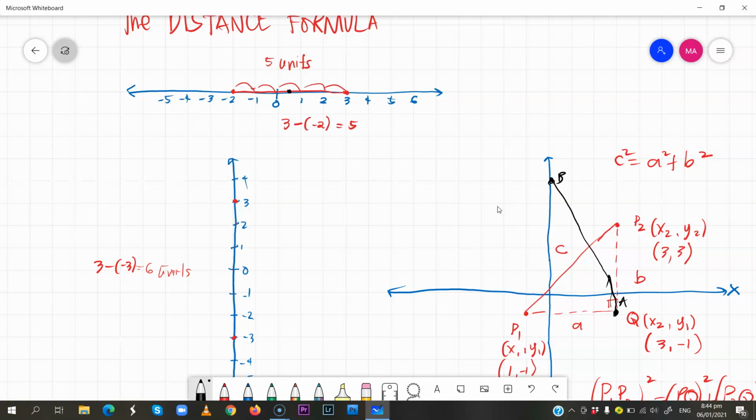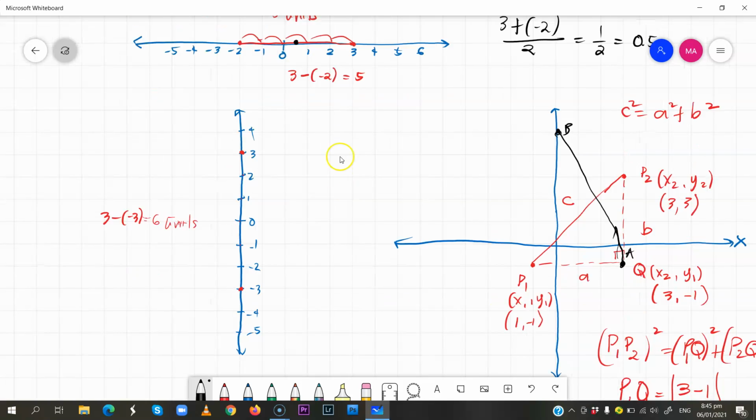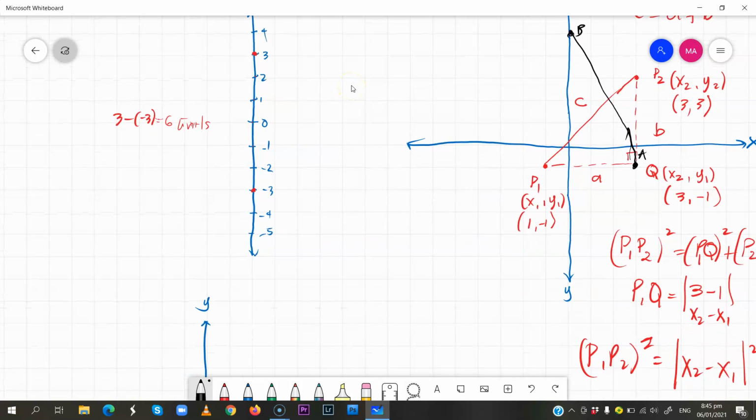So we have 3 plus -2 divided by 2 because it's the average. 3 plus -2 is 1 over 2. So it's equal to 0.5 or simply 1/2. Therefore, the midpoint is here. Alright? How about this vertical line? Looking at the figure, obviously the midpoint is 0. So 3 units here and 3 units there. But how do we get the midpoint using the given points? So we have 3 plus -3 divided by 2, which is 0 over 2, 0. So here the midpoint is 0.